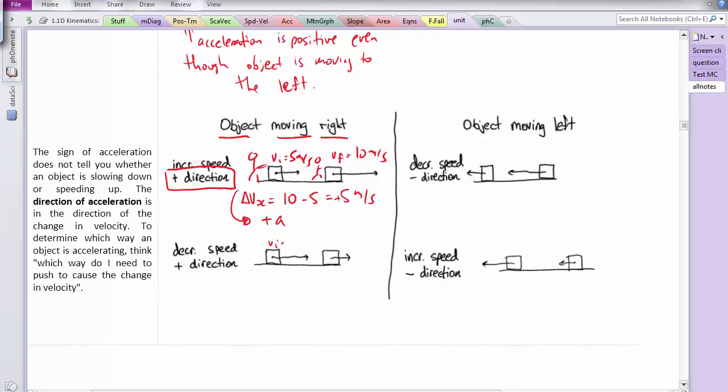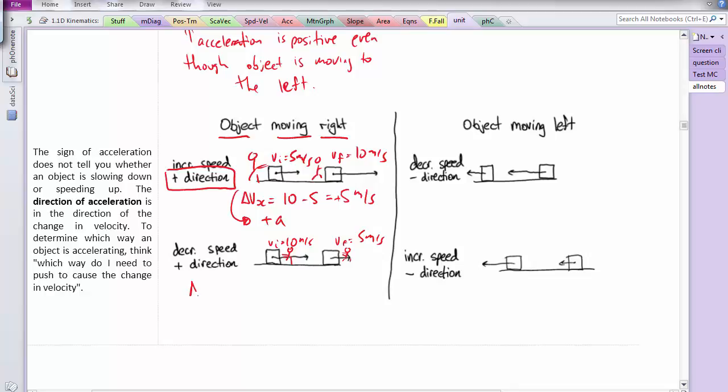Okay, let's go if the object is moving to the right but slowing down. So the v initial is 10 meters per second, and now v final is 5 meters per second. Okay, which way would we need to push in order to go from 10 meters per second going to the right to 5 meters per second going to the right? Well, the person would need to be on this side of the box to slow it down. So the person here is pushing to the left.